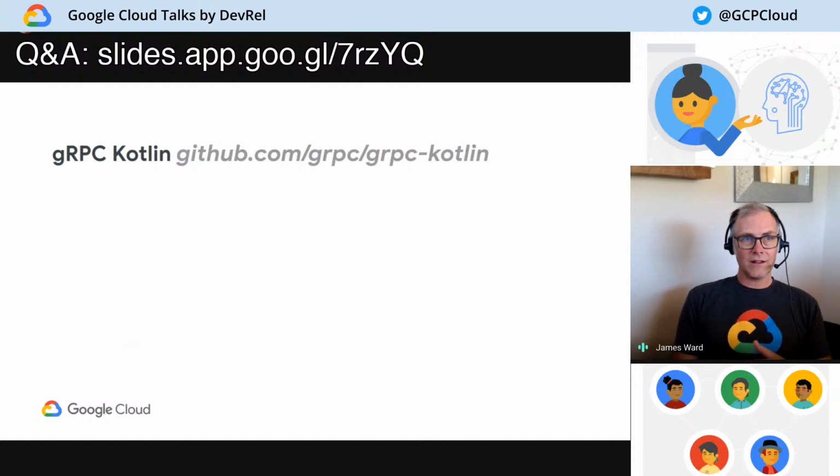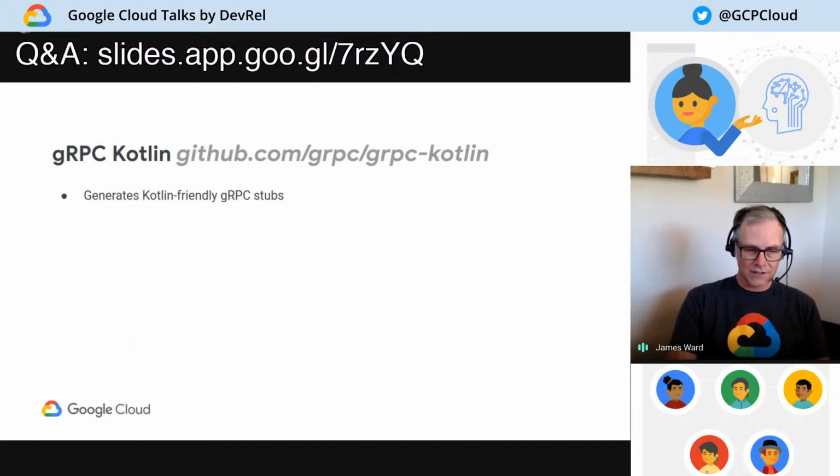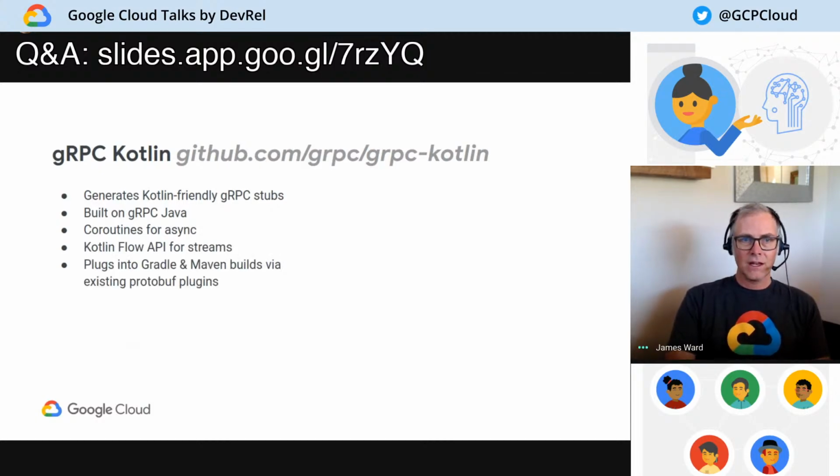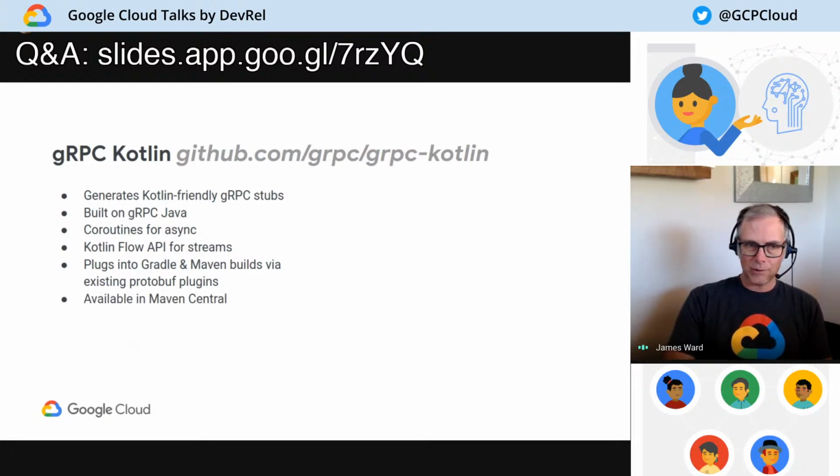So we recently launched gRPC Kotlin, which is Kotlin support for gRPC. What this does is it generates Kotlin-friendly gRPC stubs. It's built on top of gRPC Java. It adds in some great Kotlin stuff like coroutine support and the Kotlin Flow API for streams. And then this plugs into Gradle and Maven builds through the existing protobuf plugins and is available on Maven Central.